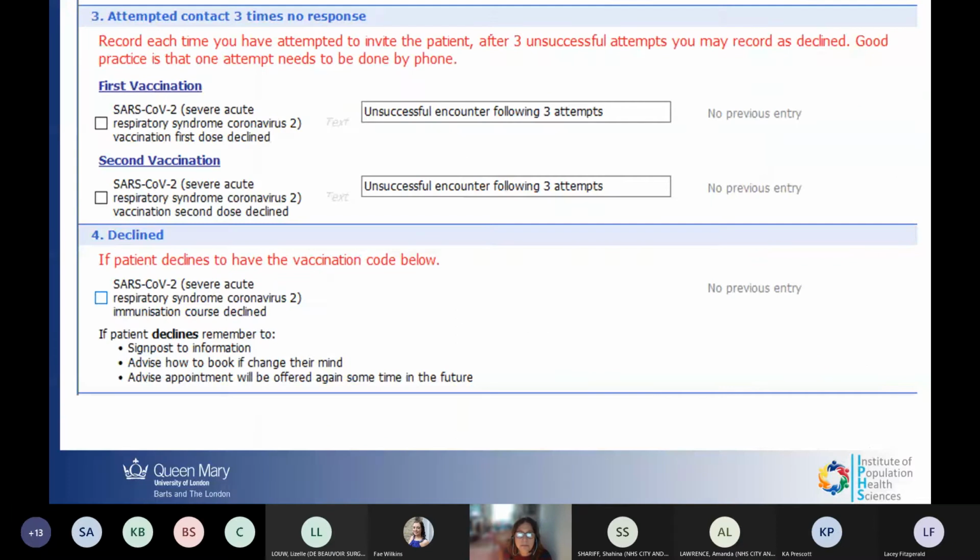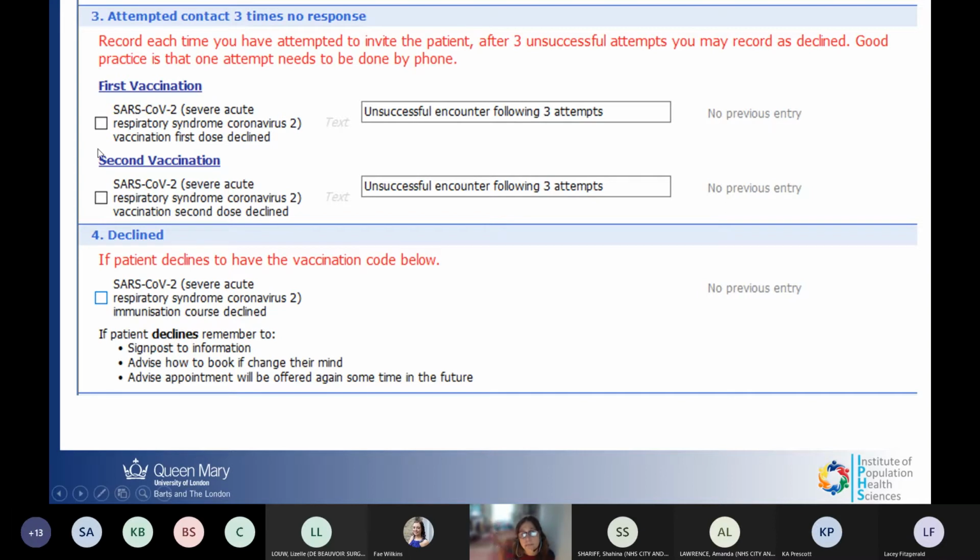On the second slide, it's not a long template, but we've also added a couple more sections. This is to do with attempted contact three times and no response. We've been informed by the NEL COVAC group that after three unsuccessful attempts at contacting a patient, you may record them as declined. They are saying, however, that good practice is that one attempt does need to be done by phone. So it wouldn't quite be enough to just send three SMS texts and feel like the job's done.